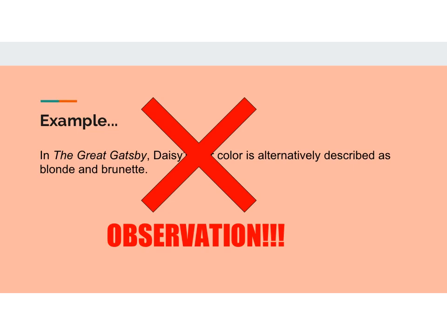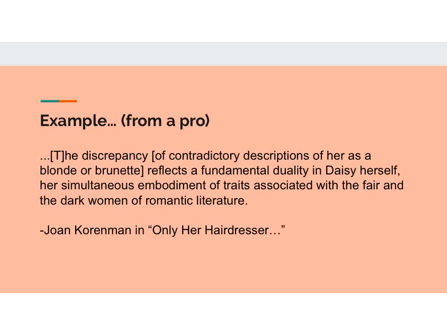I could list the instances in which she is a blonde, and I could list the instances in which she is a brunette, and that would be the end of that. Have to get to why does it matter? And that gets to this professionally written literary analysis, where the discrepancy of those descriptions of her hair color reflects a fundamental duality in Daisy herself, her simultaneous embodiment of traits associated with the fair and dark women of romantic literature. So it gets to the importance.